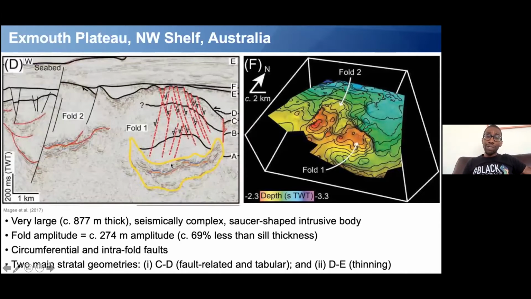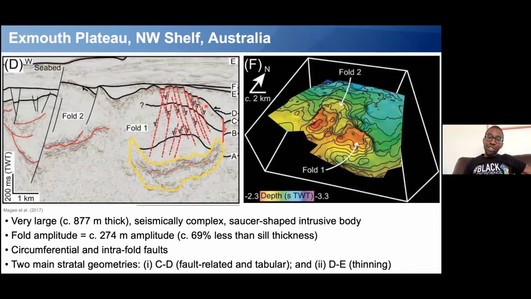I'll just show the interpretation in there with a number of intra fold faults. You can see the 3D image of horizon C shown on the right hand side. So these coalesced force faults, fold amplitude almost 300 meters, less than the sill thickness. We've got these different types of folds.